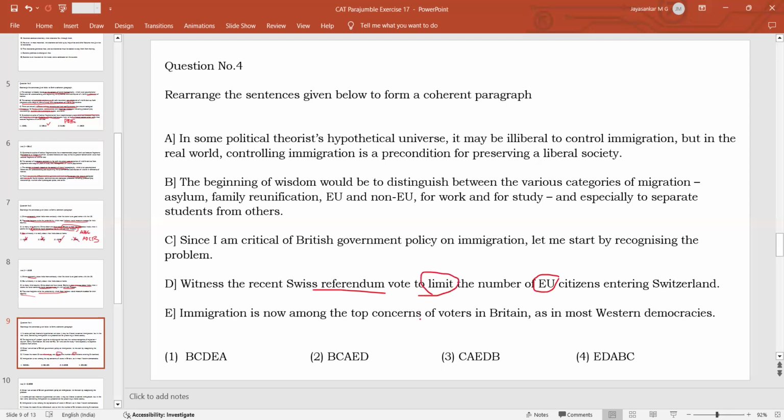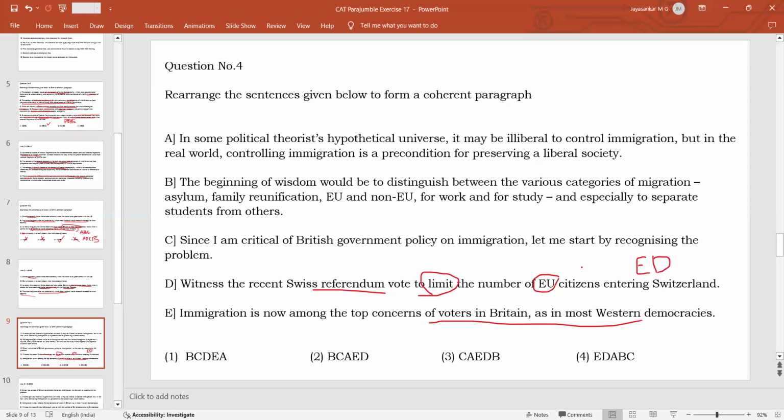So this directly connects with the concern of voters in Western countries. Not just in Britain, but in Western countries. So you can say ED is a sentence pair. E talks about why immigration is a top concern among voters in Western democracies, and D talks about an example of that concern. So ED is a sequence.